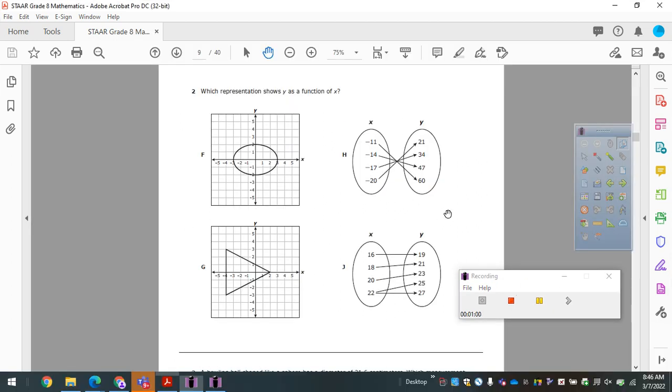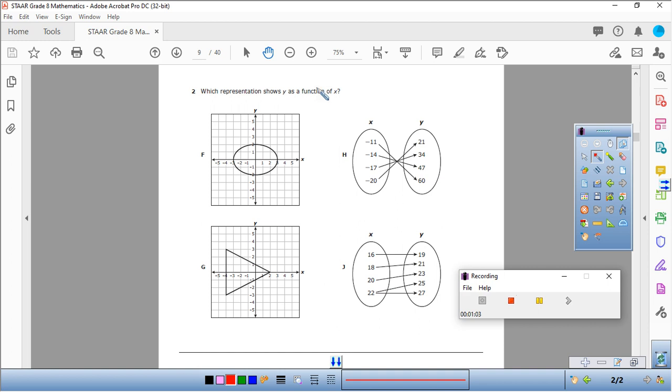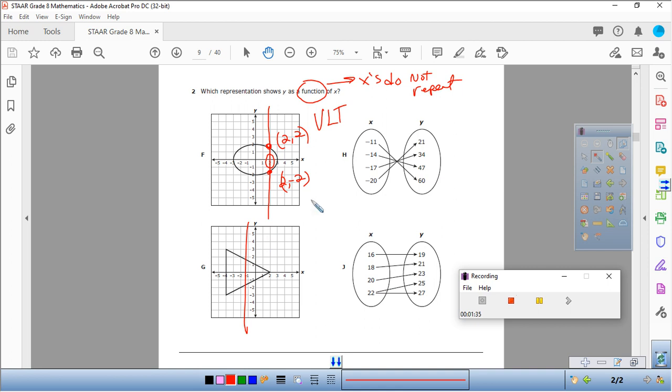Okay, number 2. Oh, this is a good joke. Remember, if it's a function, guys, look at if you got it correct or wrong. A function is when your x's do not repeat. For a graph, there's this thing called the vertical line test. If I draw a line like this and it crosses twice, this coordinate and that coordinate have the same x. So you'll have 2, 2 and 2, negative 2. So basically the x's repeat. With the vertical line test, if you cross it twice, it's out. Not a function.